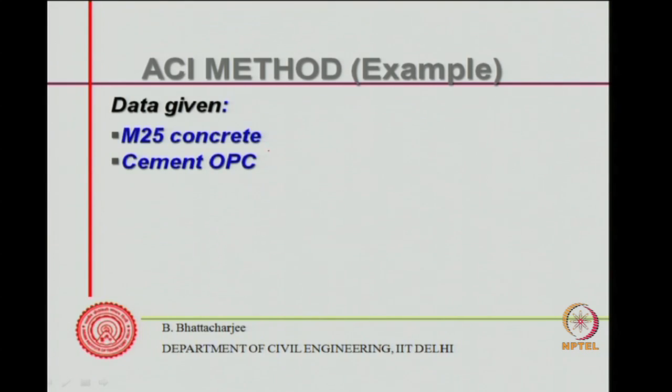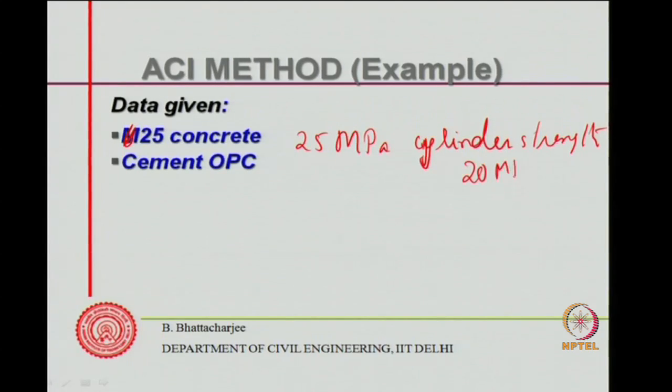Well, Indian M20, not M25, will not be the correct statement. I will say 25 MPa is the cylinder strength. Cement, of course, we are using OPC for the simple case of an example. If it is M25, this would have been 20 MPa cylinder strength, but we are not using that. In fact, ours is higher strength.